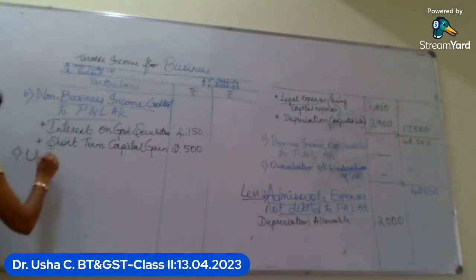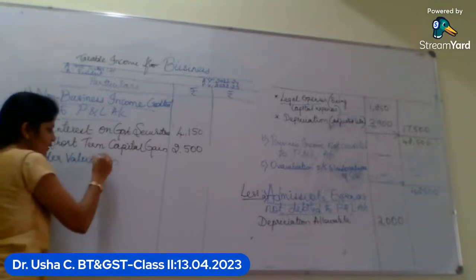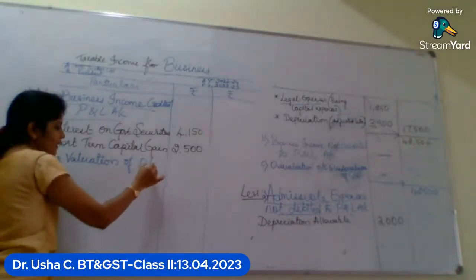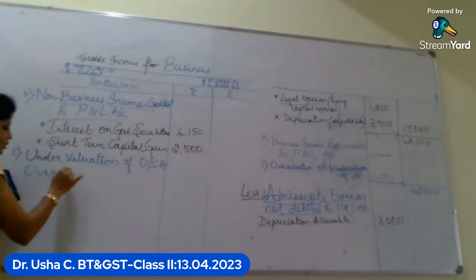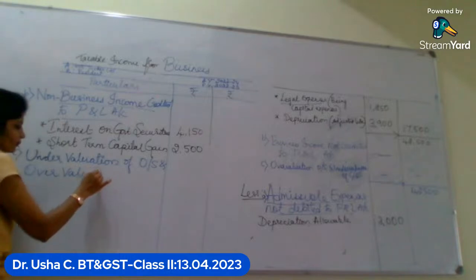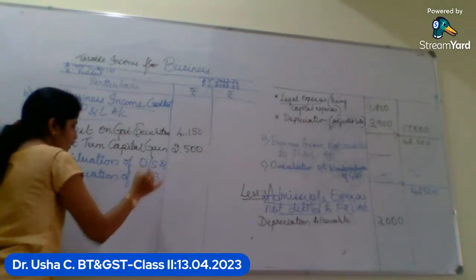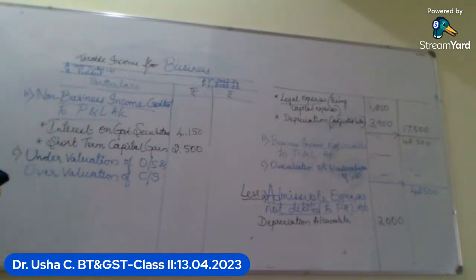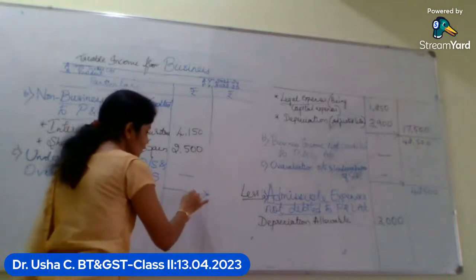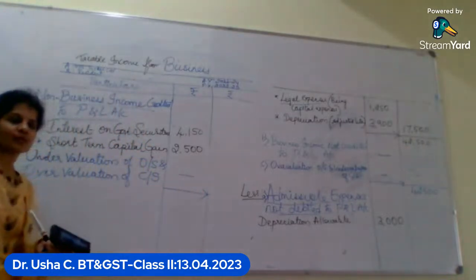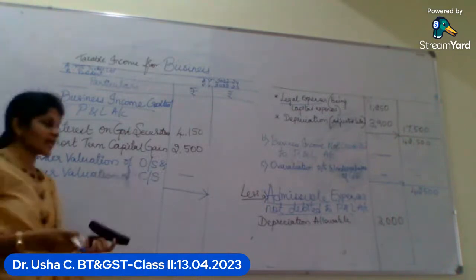Next, the third item is undervaluation of opening stock and overvaluation of closing stock. We have to take this. So there is no adjustment. It is relating to the undervaluation of opening stock and the overvaluation of the closing stock. So we have taken this as nil.